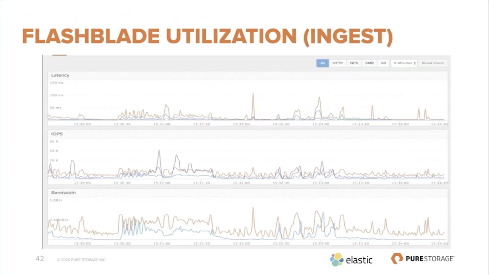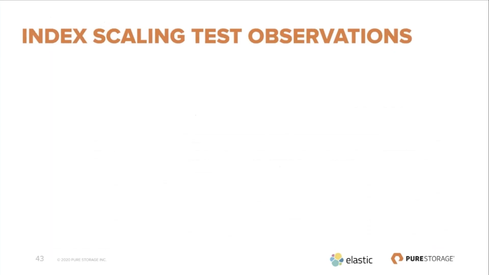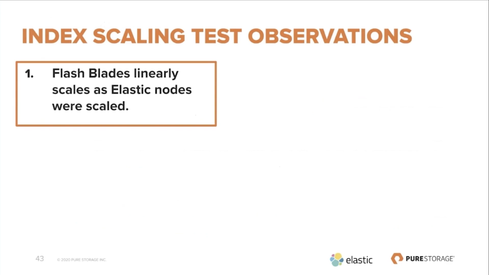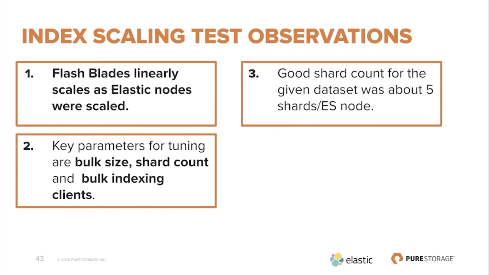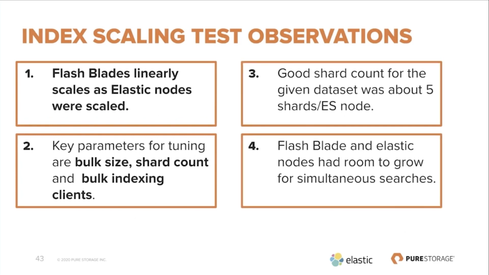I want to show you the FlashBlade utilization while ingesting the data. We see an average of about 3 GB per second for read and write bandwidth. So let's go into the observations while index scaling tests. FlashBlade linearly scales as Elastic nodes were scaled. This provides confidence that your Elastic cluster can grow on FlashBlade with your needs. The key tunables are bulk size, shard count, and bulk indexing clients, and these are specific to your data set. It's important that you validate and benchmark for your own data set. And a good shard count was about 5 shards per node.